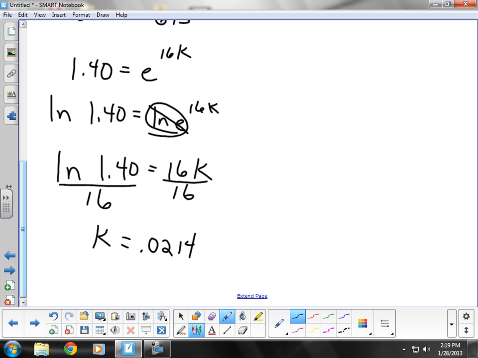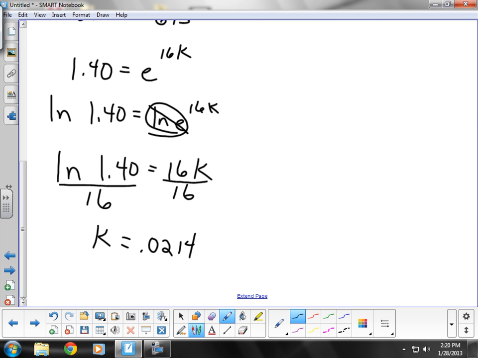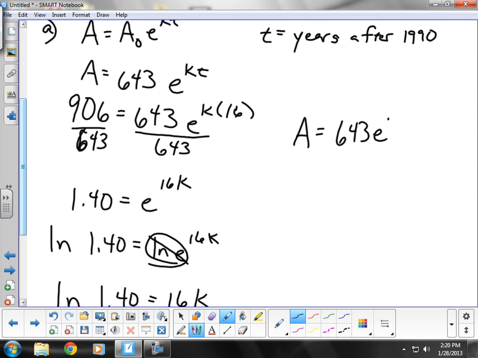It asked me, though, for the exponential growth function. So I want to go back into my equation. So I've got A is equal to 643 e to the 0.0214 t.